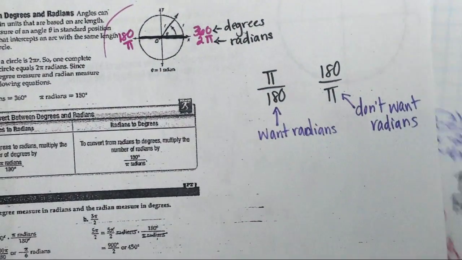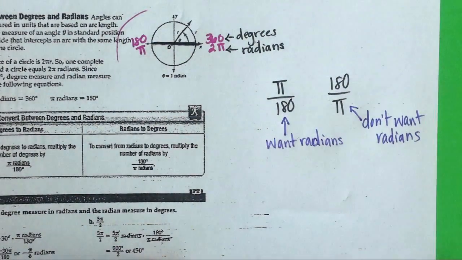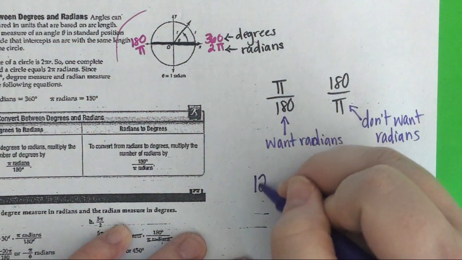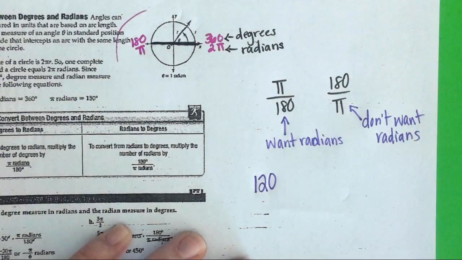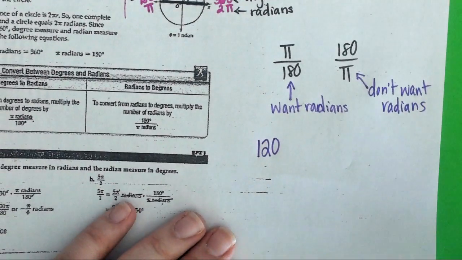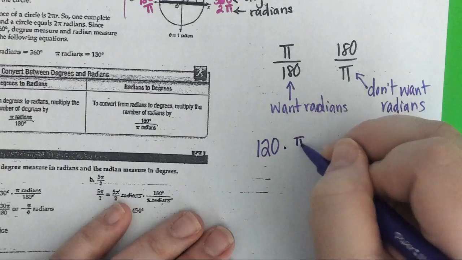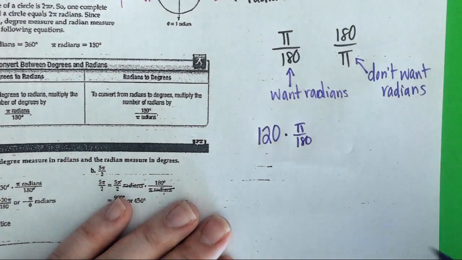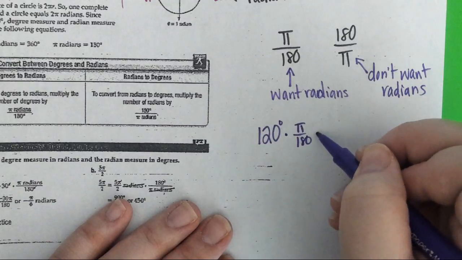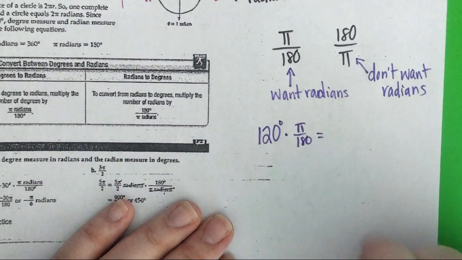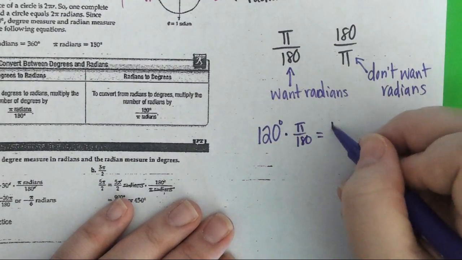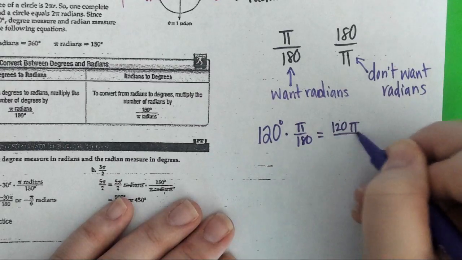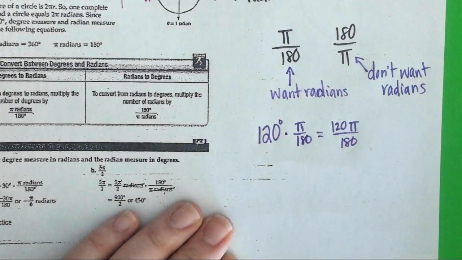For instance, there are two problems at the bottom, and I'm going to work a couple more than that. If you're given 120 degrees and you're asked to convert that to radians, you're going to multiply by pi over 180 because, like I told you, radians always have a pi in the answer. So I was given degrees, and I want to go to radians. I multiply by pi over 180. So I get 120 pi over 180. I'll come back and simplify that in just a second.